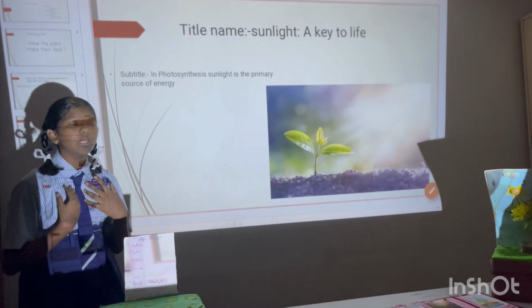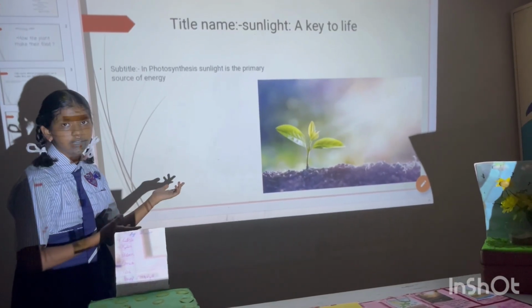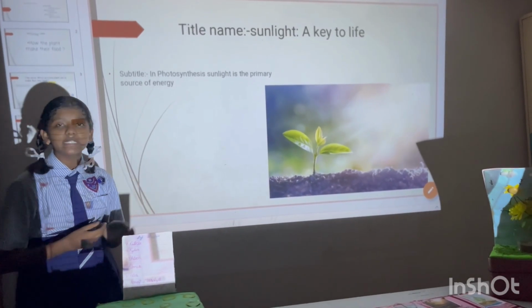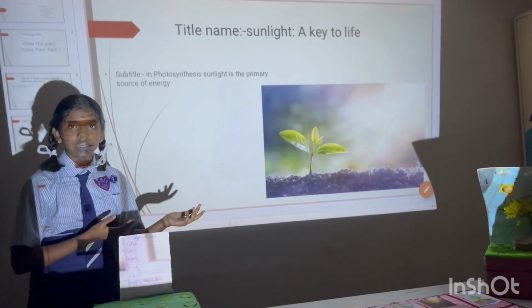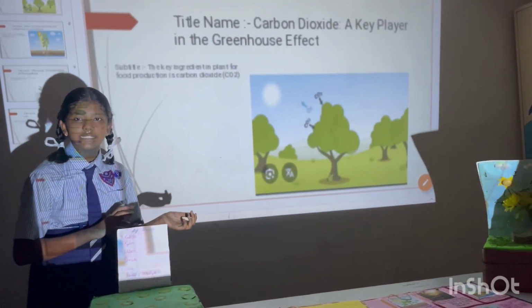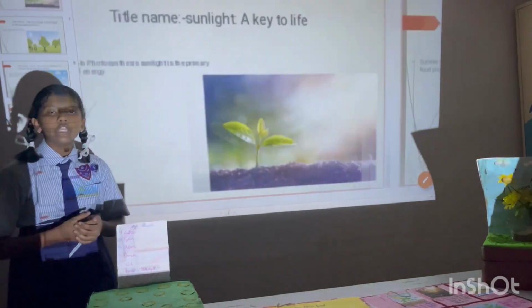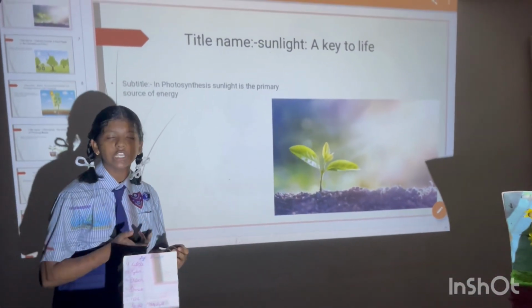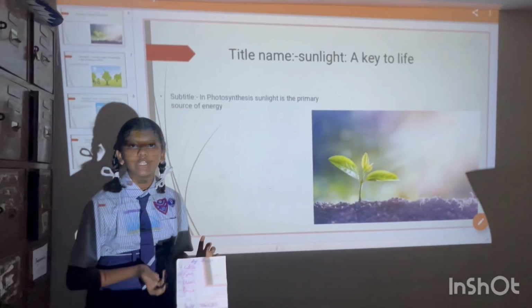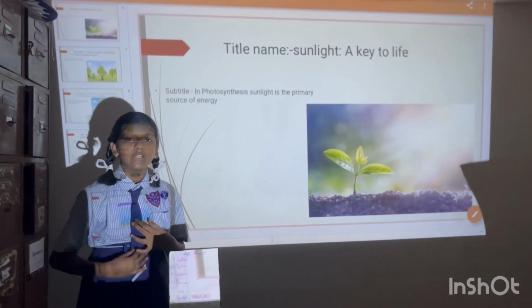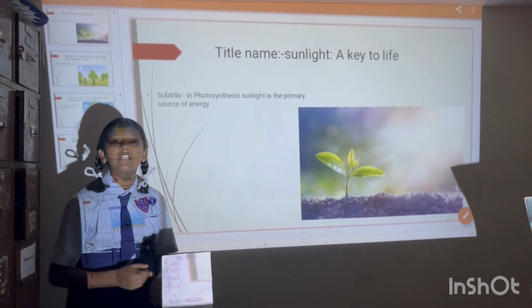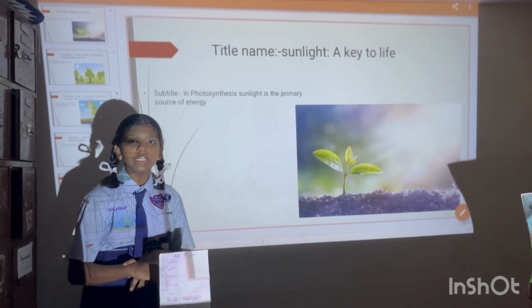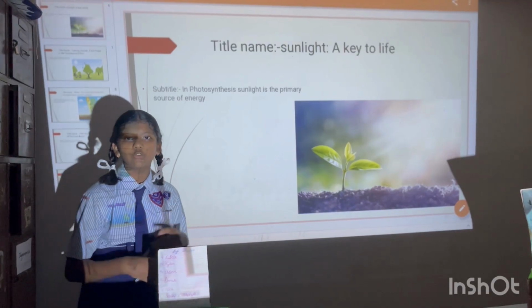Just like we need electricity to run a fan or fridge, plants need sunlight. The leaf works like a solar panel. It catches the sunlight's energy and turns it into food. During photosynthesis, sunlight helps the plant to change carbon dioxide and water into sugar. For example, when we stand in the sun, we feel the warmth because of the sun's energy. Similarly, plants absorb the sun and store its energy.